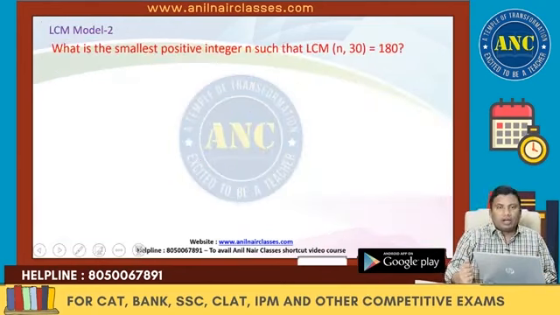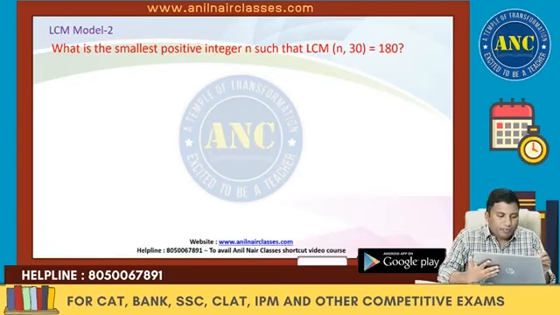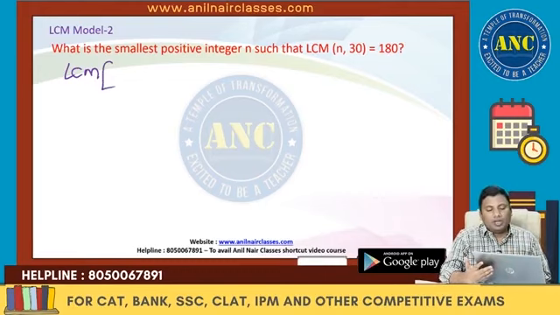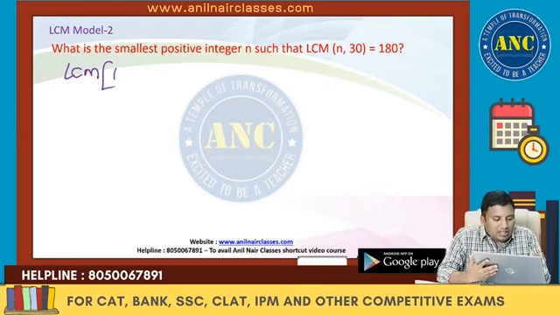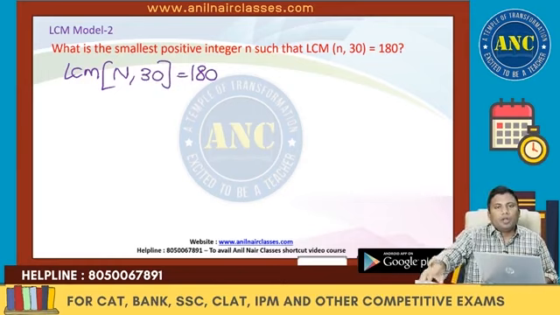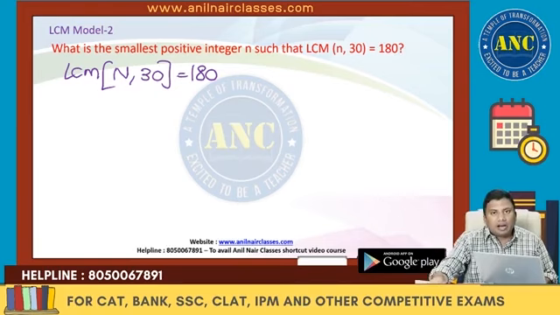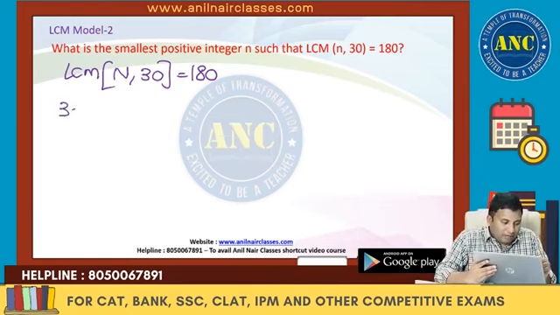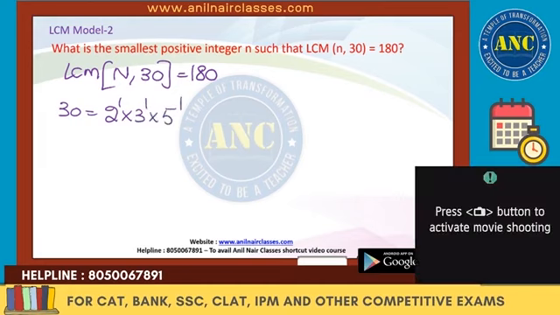Next, see the second question. What is the smallest positive integer N such that LCM of n comma 30 is 180? 30, write it down as prime bases: 2 into 3 into 5. Is it clear? N, we don't know.